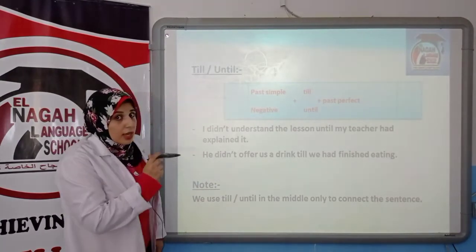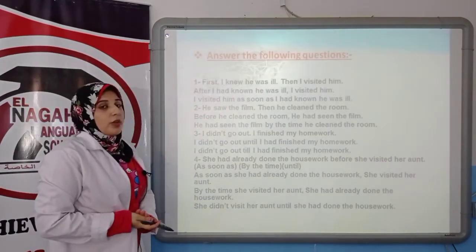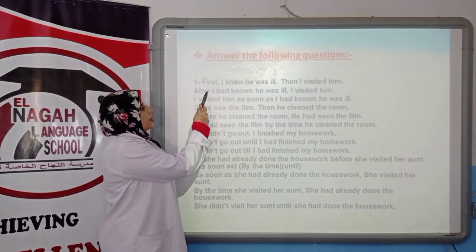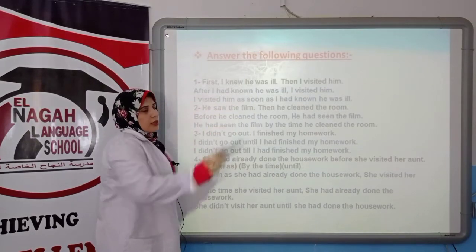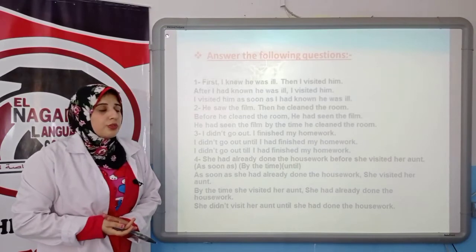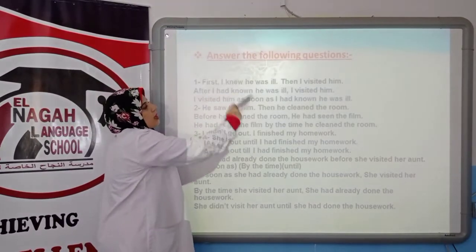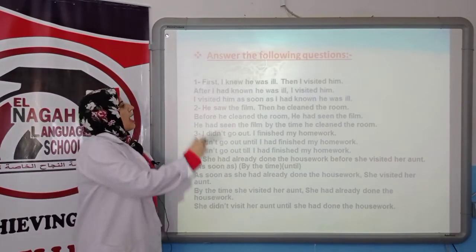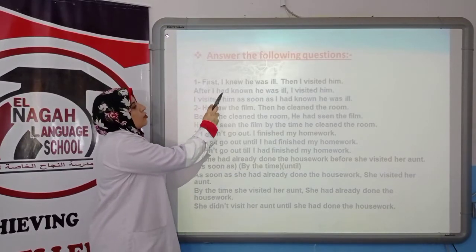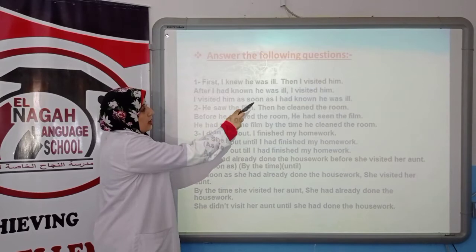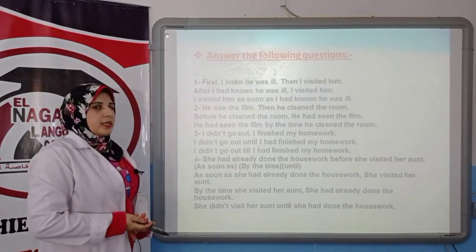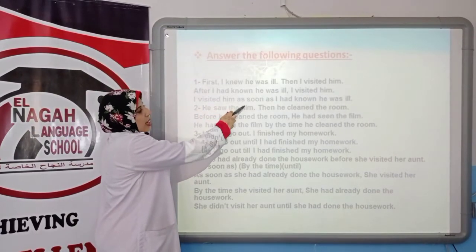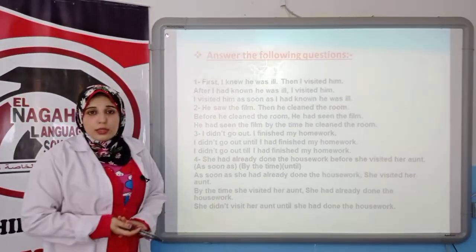Let's answer these questions together. First, I knew he was ill. Then I visited him. Where is the first action? First, I knew that he was ill. What happened next? I visited him. Here, I want to put after. After I had known he was ill, I visited him. As soon as is equal to after. So, I visited him as soon as I had known he was ill.